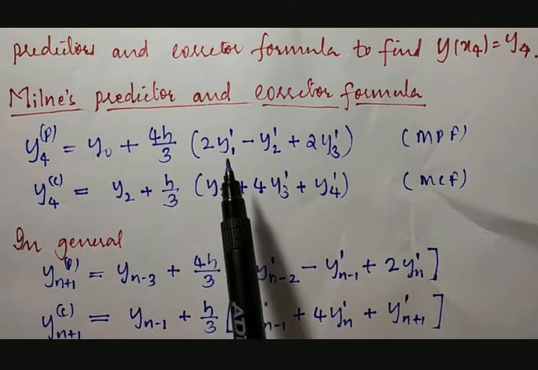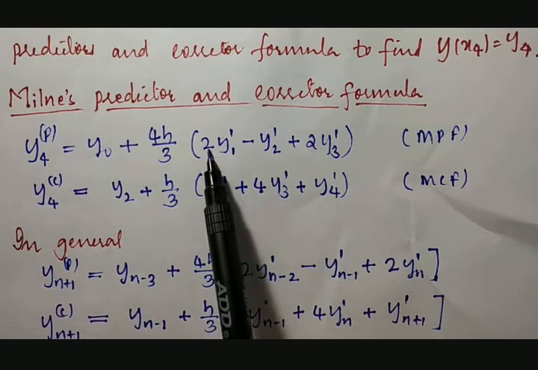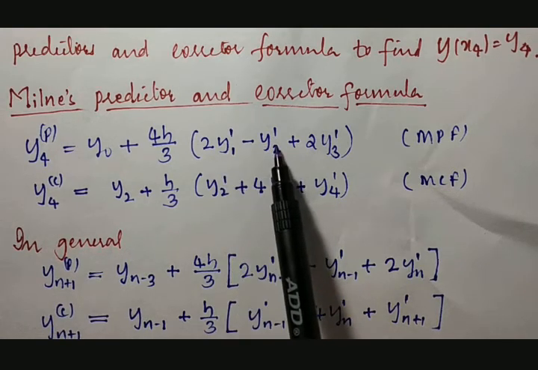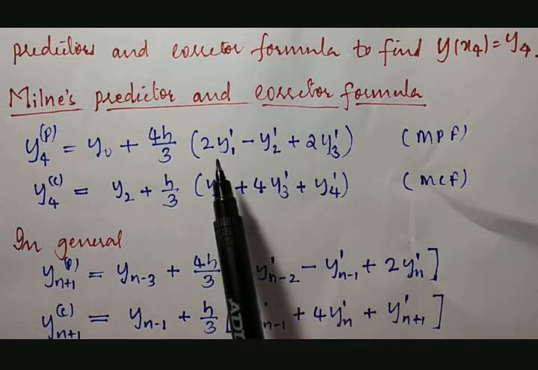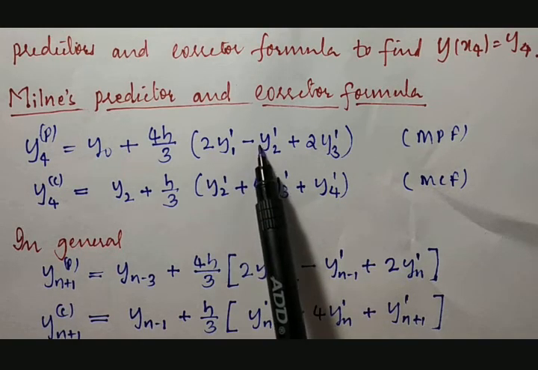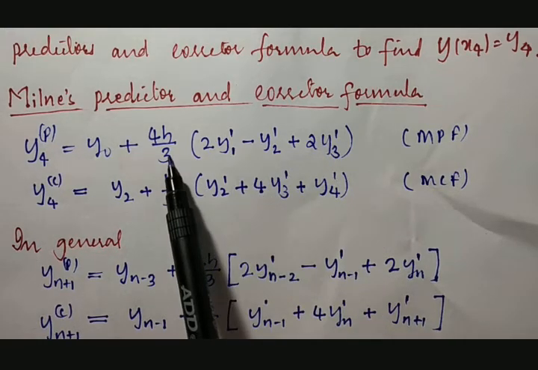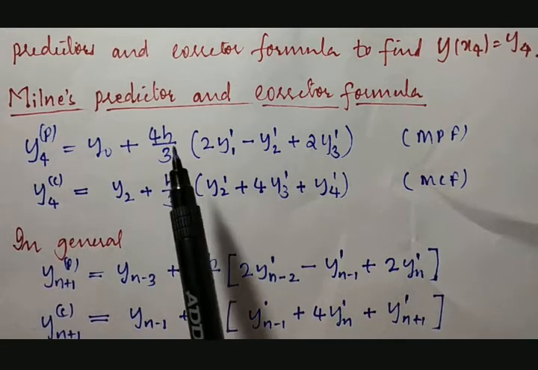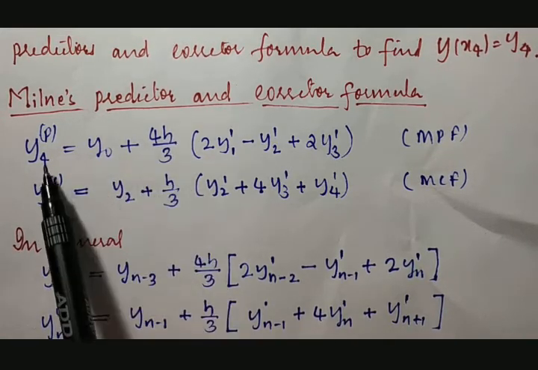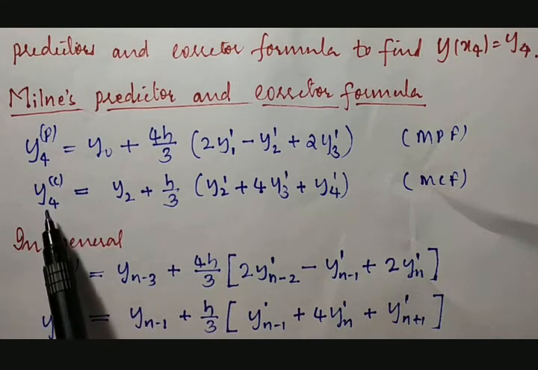We can see how we need to understand this. y1 dash, y2 dash, y3 dash are nothing but derivatives. But if we consider them as the same, then we get 2 minus 1 times, so 1. 1 plus 2 times, so 3. 3 divided by 3 will get cancelled. Then what remains? y0 plus 4h, and y0 plus 4 times h will be y4. So it is correct. Similarly, we go for corrections.